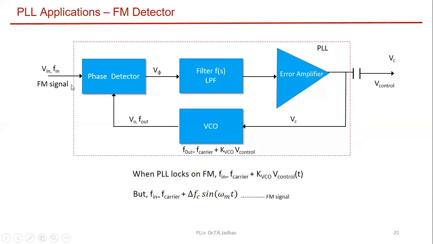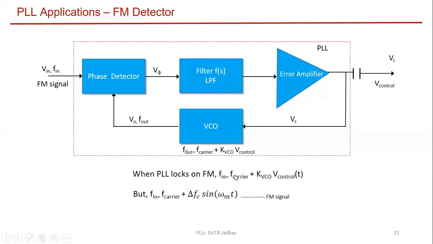Under locking condition, we make this signal and this signal exactly equal. So in a way, I can express F in as F out. And that's why we got this equation as F in is equal to F carrier plus K VCO into V control into T. So remember here, VCO free running frequency is set as carrier frequency. This is must. But actually how we define the FM signal? This is how we define. So it is carrier frequency plus changes in the carrier frequency as a function of modulating signal.